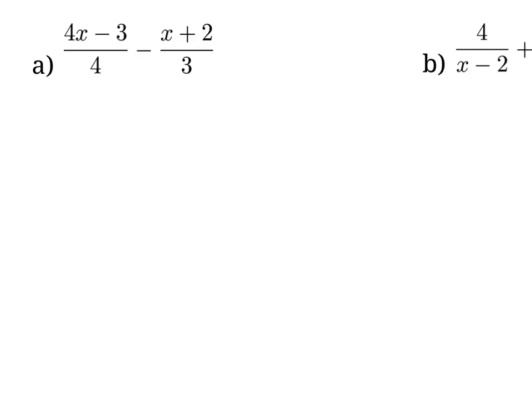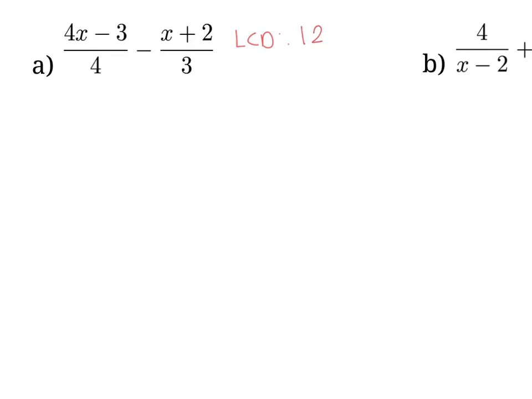So now let's try some more examples. We've got two more rational expressions we're going to subtract. Start off by finding the lowest common denominator, and the denominators don't include any variables, so it's very easy. The lowest common denominator here will be 12.